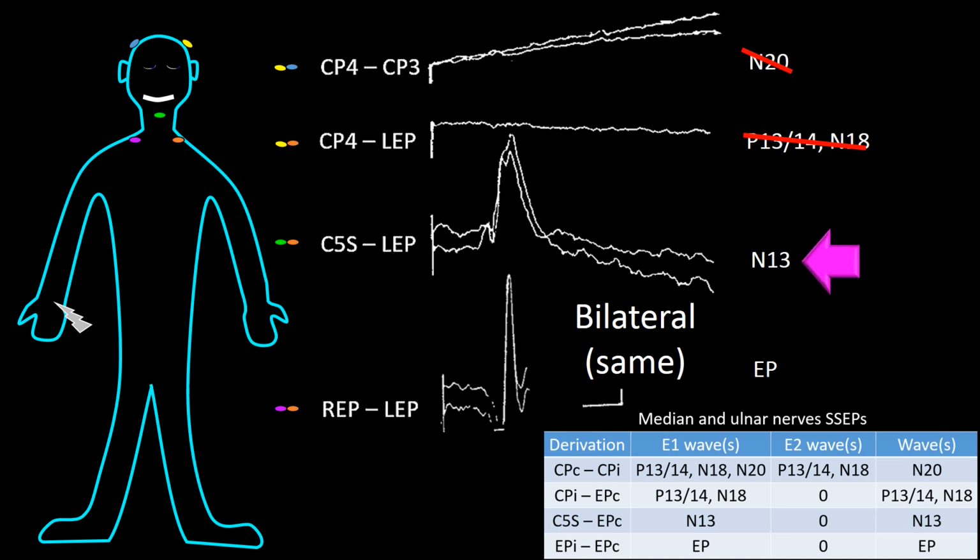The cervical generated and neck recorded N13 is present. The ipsilateral brachial plexus generated and trunk recorded Erb's potential is also present. This table shows how median and ulnar potentials come to be. So, as you can see, this patient is not generating any potential above the cervical spine.